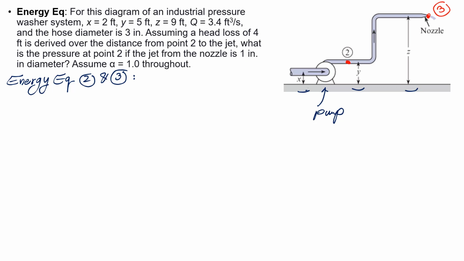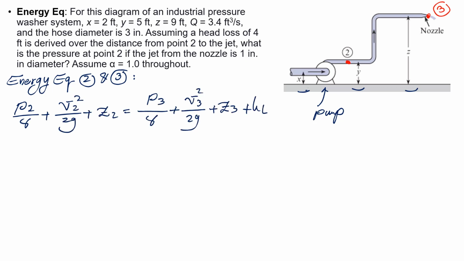If I write the energy equation between the 2 points, it would be simply plus HL. Now see if we can simplify this a little bit. We know that the value of HL is equal to 4 feet. Also, we know that pressure at point 3 is 0 gauge pressure because it is in contact with atmosphere. Now, we need to calculate the value of velocity at point 2 inside the pipe and velocity at point 3, the outlet of the nozzle, right?